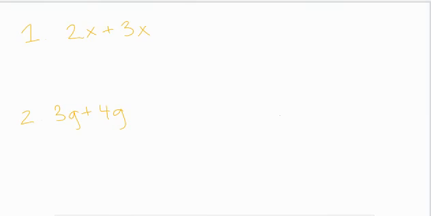So using just what we used earlier, all we have to do here is add the coefficients. So in number 1, the coefficients here are 2 and 3. We know that 2 plus 3 equals 5. So using that logic, we know that 2x plus 3x has to equal 5x.